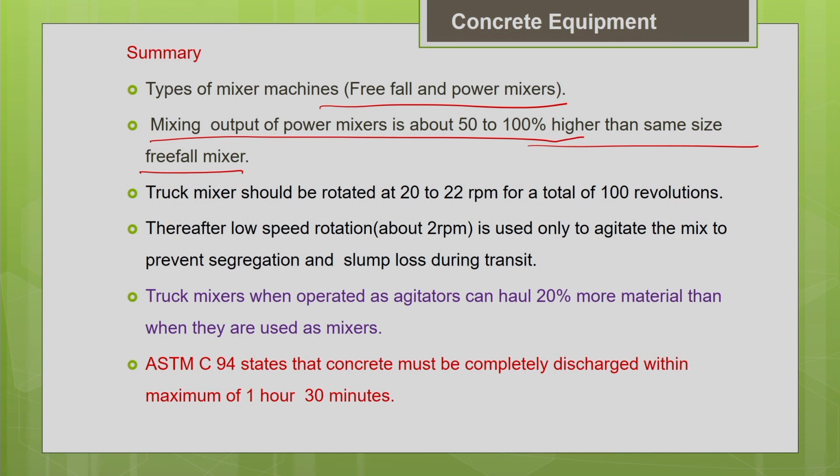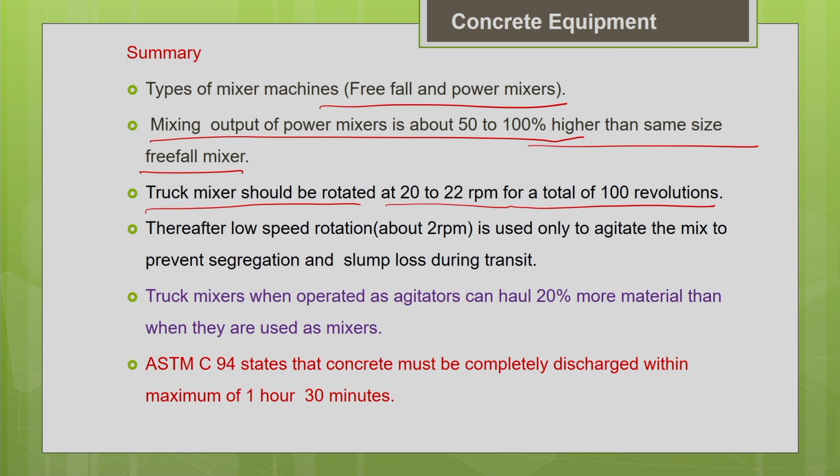So, this RMC concrete, either you can make it at the batching plant or you can prepare the concrete inside the truck mixer. If you are going to prepare the concrete inside your truck, that is for the truck mixer, the speed you are supposed to follow is 20 to 22 RPM for a total of 100 revolutions. So, this will ensure that homogeneous mixing of concrete will be done.